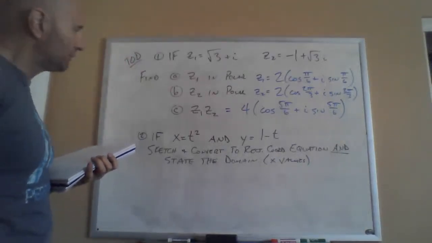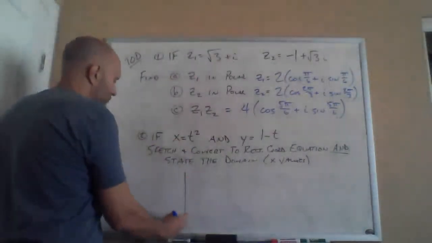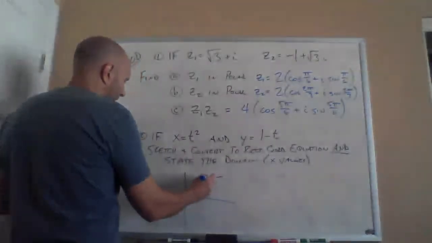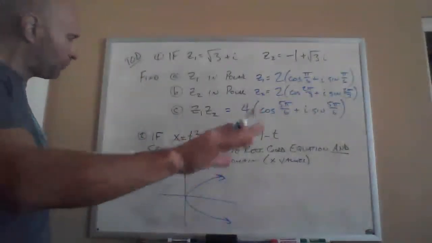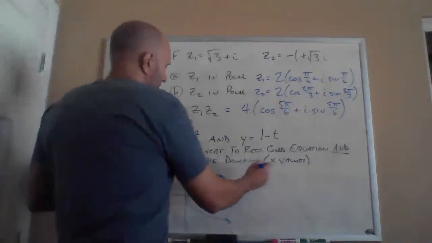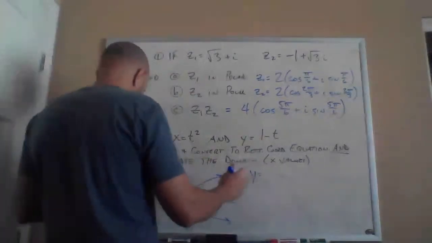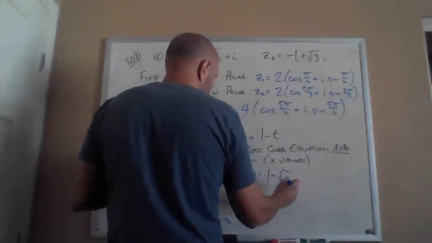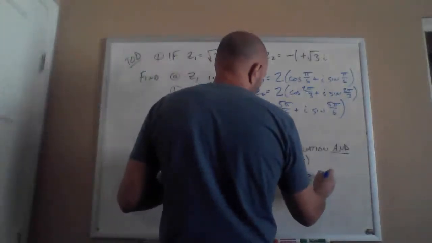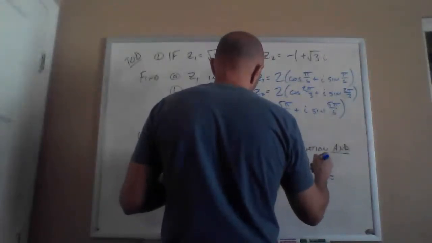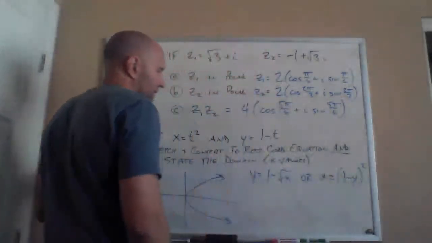Any questions on that one? If you do, you can ask it and I'll come back to it. For number 2, the graph is going to be a parabola that points to the right. You have two possibilities for the equation, depending which way you substitute it. You can have either y equals 1 minus square root of x, or x is equal to 1 minus y squared.